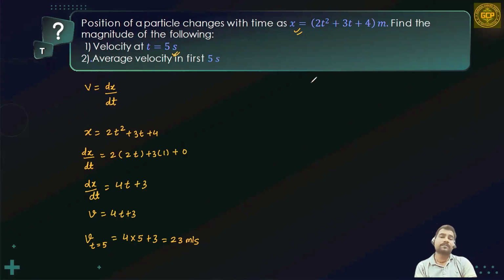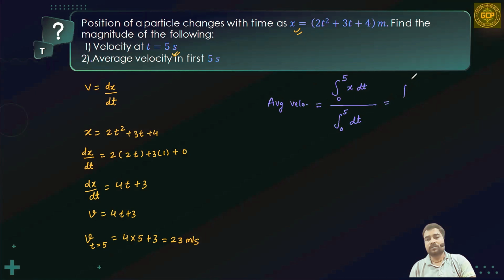Average velocity. For average velocity in the first 5 seconds, we use this formula: integral from 0 to 5 of x dt, whole divided by integral from 0 to 5 of dt. This is going to be the formula for average velocity. Now, let's solve this. From 0 to 5, the value of x is given as 2t square plus 3t plus 4, and it needs to be integrated. In the denominator, we have only dt. If you integrate dt, you will get t, and the limit here is 0 to 5 seconds.